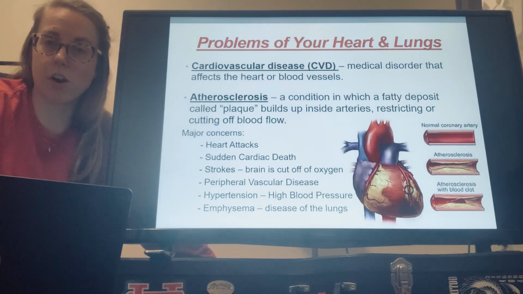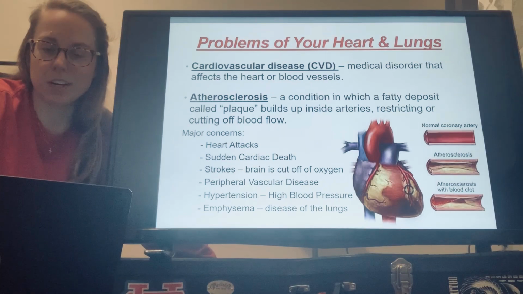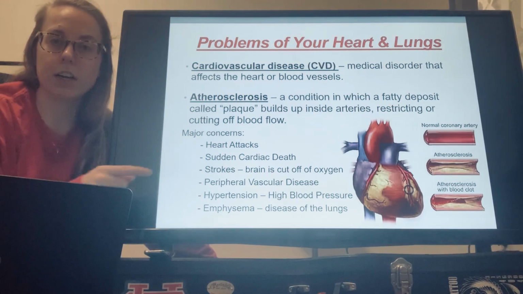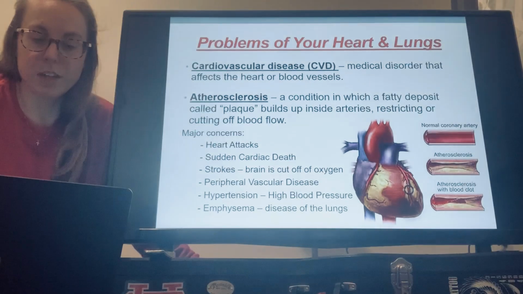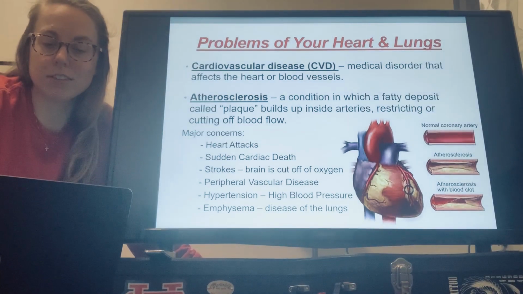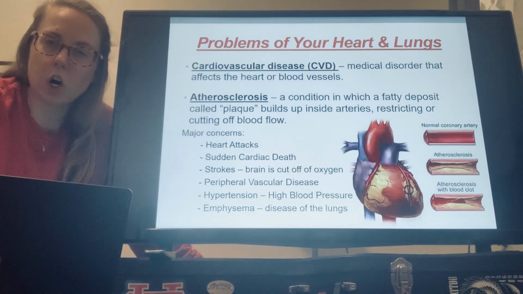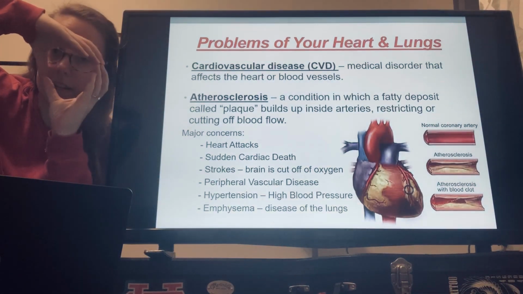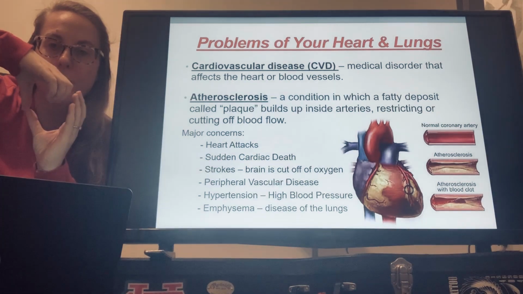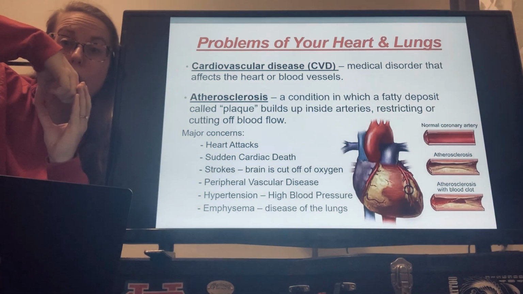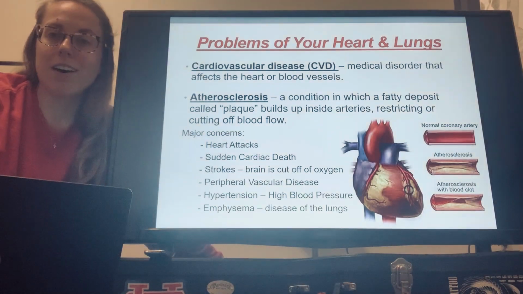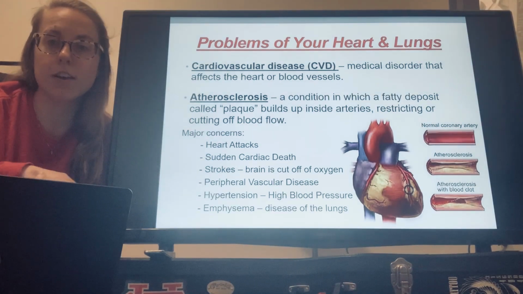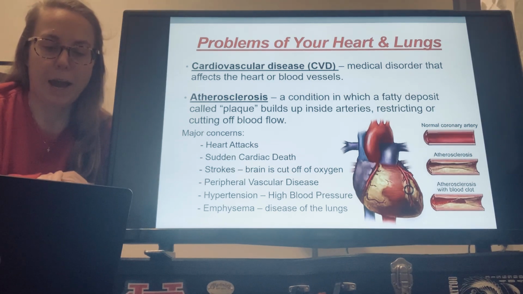Then that next word is called atherosclerosis. That's a little bit of a tongue twister to say, but that is a condition in which fatty deposits called plaque build up inside of the actual artery, restricting or cutting off the blood flow. If you look over here at the pictures on this side, we have a circle, that's our blood vessel, and we're going to see a buildup or a blockage start to grow and form along the walls. Eventually, that's going to become so bad that there's going to be a restriction to blood flow or no blood flow through that particular blood vessel at all, okay?